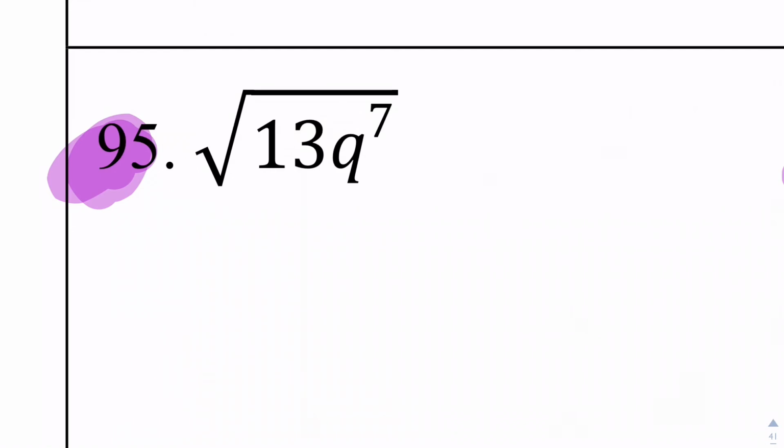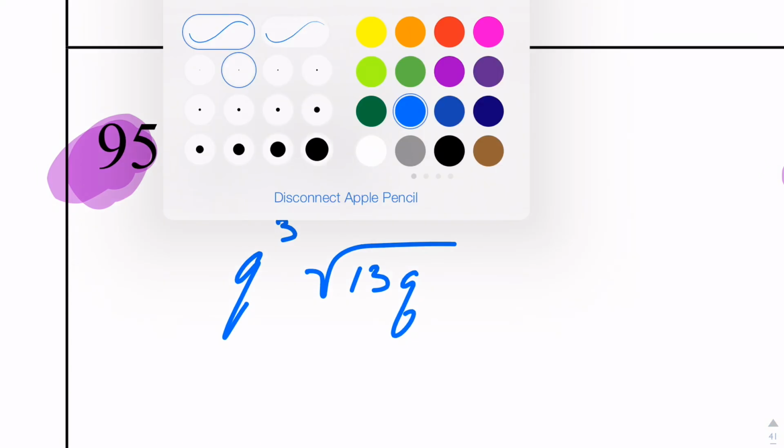Square root of 13q to the 7th. I need to start with the 13, but I can't break 13 down. It's a prime number. There's no simplifying it. So I'm looking at q to the 7th, and I know with q to the 7th, I can get 3 groups out of that. And 13q still left underneath.